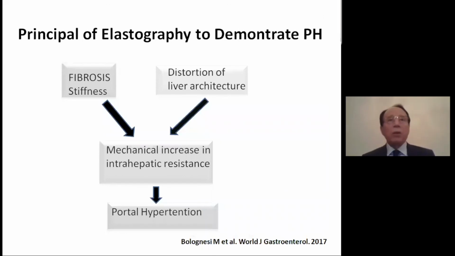Since the primary cause of portal hypertension is the mechanical increase in intrahepatic resistance due to fibrosis and distortion of liver architecture, it's reasonable to assume that non-invasive parameters of liver fibrosis may indicate the presence of portal hypertension. So, as for the principle of elastography, it is a non-invasive medical imaging technique that helps to determine the stiffness of organs, most commonly used for the liver.